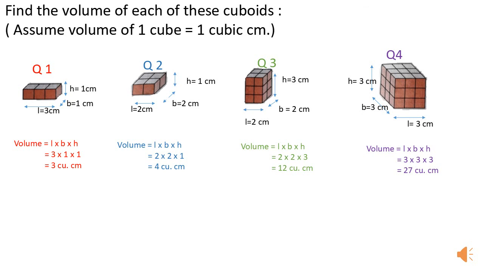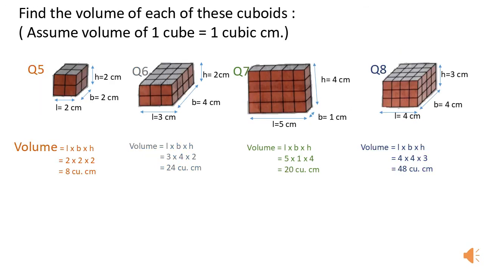Now come to question 4. So here you can see the length is 3 centimeter because 1 centimeter side 3 cubes are placed alongside. So length will be 3 centimeter, breadth is 3 centimeter, you can see that, and height, see 3 layers are there. So height is also 3 centimeter. So now when you substitute the values for length, breadth and height, you will have 3 into 3 into 3. So 3 3s are 9, 9 3s are 27 cubic centimeter. Okay.